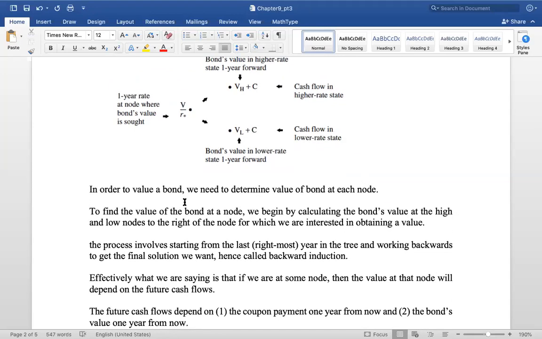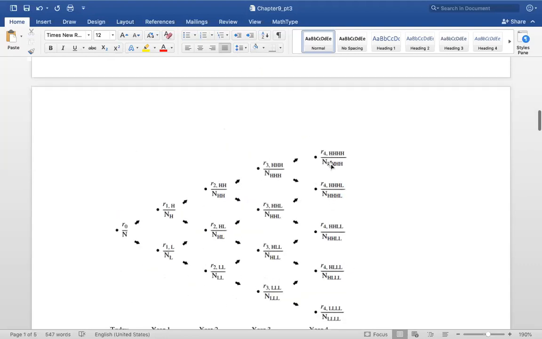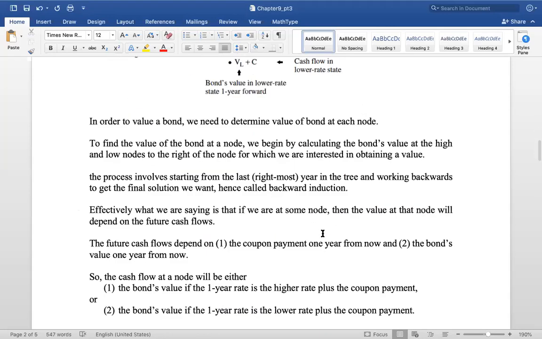The process involves starting from the last, rightmost tier in the tree and working backwards to get the final solution we want, hence called backward induction. So if we are valuing this particular bond, we need to start from here, right? So that's the backward induction.